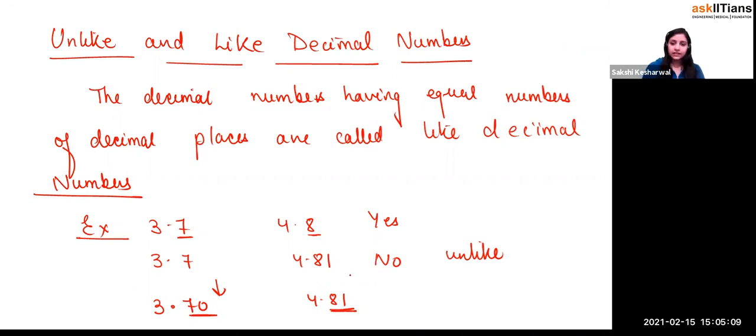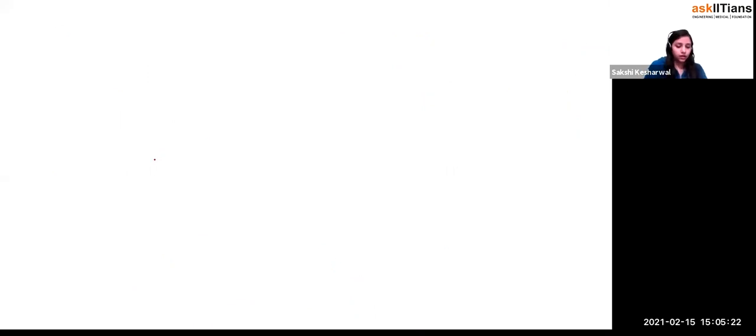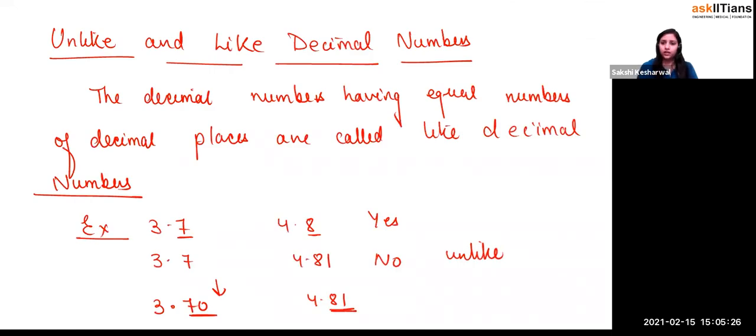So decimals having different numbers of decimal places are called unlike decimals. We did a conversion over here of how to convert unlike into like. Like decimals means you have the same number of decimal places after the decimal point, and to convert, you just add zeros to it.